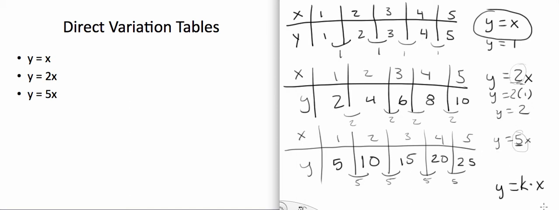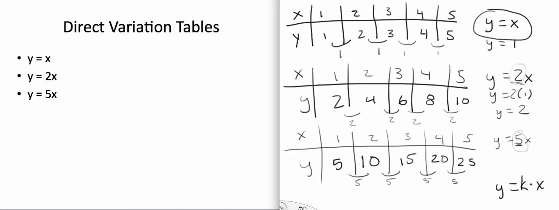So whenever we see a table and it gives us 1, 2, 3, 4, 5, or any numbers that are consecutive right next to each other, we know it's direct variation because these values will all be going up by the same amount. The k value is our constant of difference, or constant of variation. That means that's how much we go up by each time.